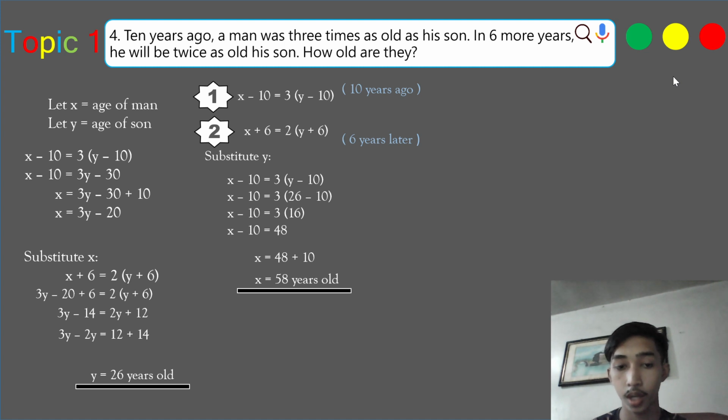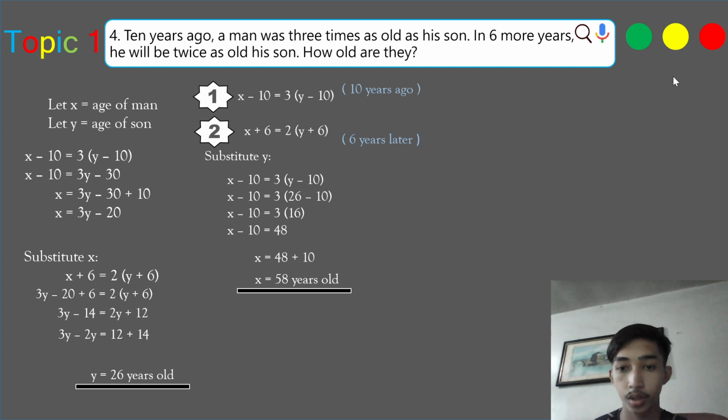So 3y minus 2y is equal to y, and 12 plus 14 is equal to 26. So the age of the son is 26 years old.